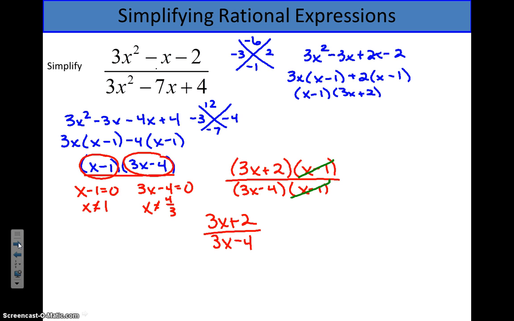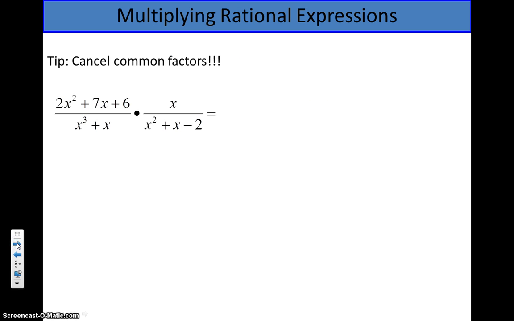Those are restrictions, and as long as that's the case, we have a legitimate rational expression. Alright, so here's our next one. You'll notice that we are multiplying, so we want to try and cancel common factors. So once again, we're going to try and factor what we have here.